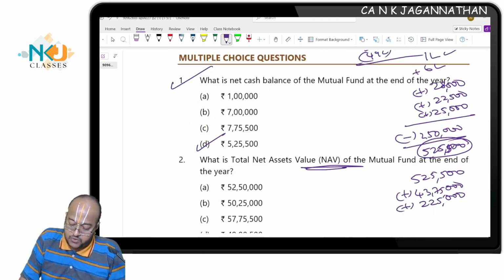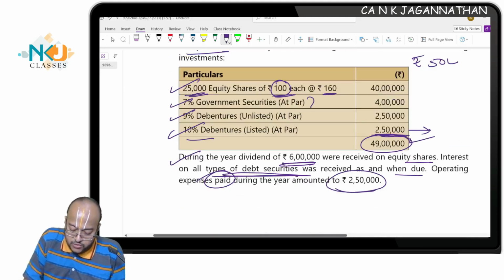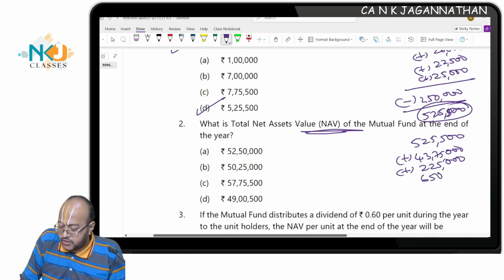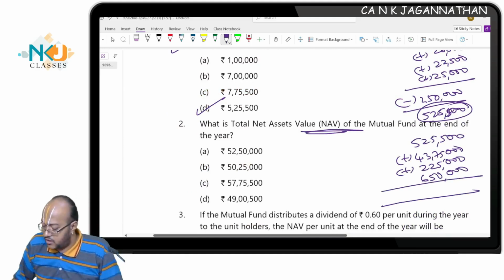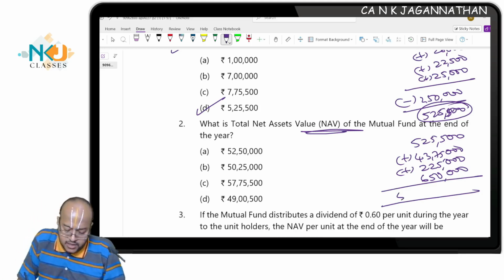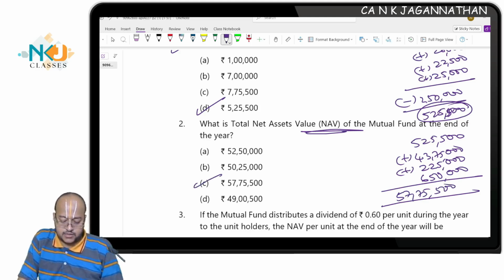Again, next, you have the other two securities traded at par, 4 lakhs and 2 lakh 50,000. Simply add, 6 lakhs 50,000. Are you all understanding? What is the total? 2 lakh 25,000 plus 6 lakhs 50,000 plus 43 lakhs 75,000 plus 5 lakh 25,500. I'm getting 57,75,500. Option C is the correct answer.